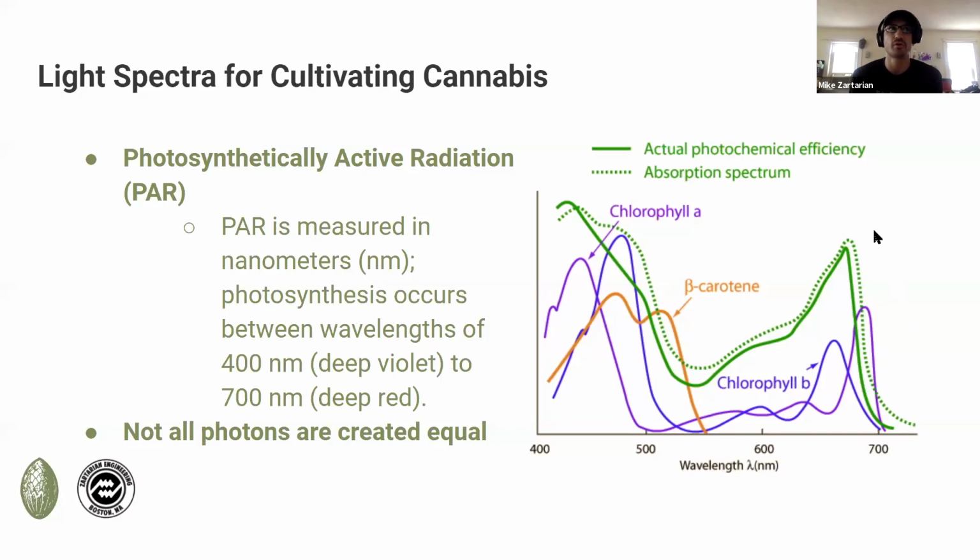We've been used to growing under only one spectrum, mostly either CMH or HPS. Now LEDs naturally produce one very narrow wavelength, and that allows us to have nearly infinite variability over the spectrum of the light produced. So where we got what we got before, now we have the entire rainbow of colors to throw at the plant.